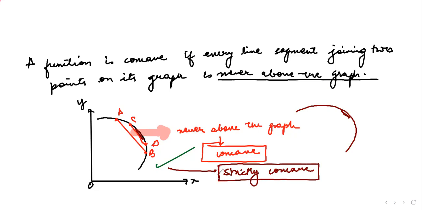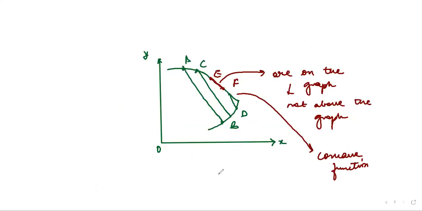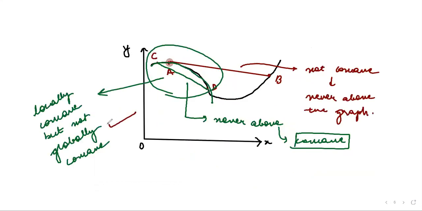So this is strictly concave. This is concave, but not strictly concave. This is locally concave, not globally concave. Now, we can go ahead and have a similar definition for a convex function.